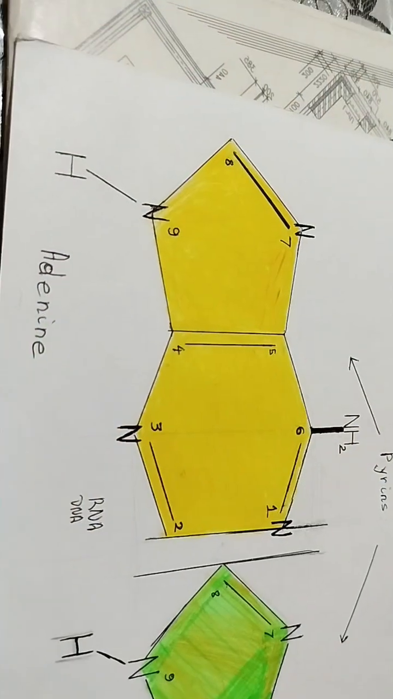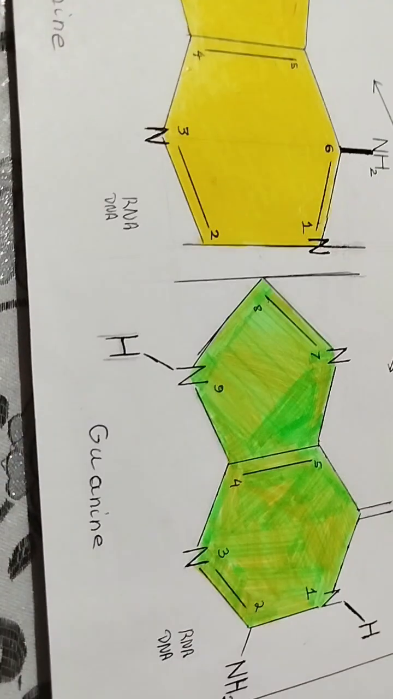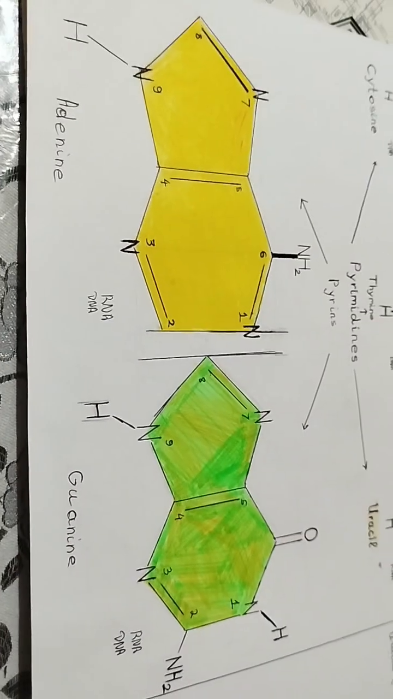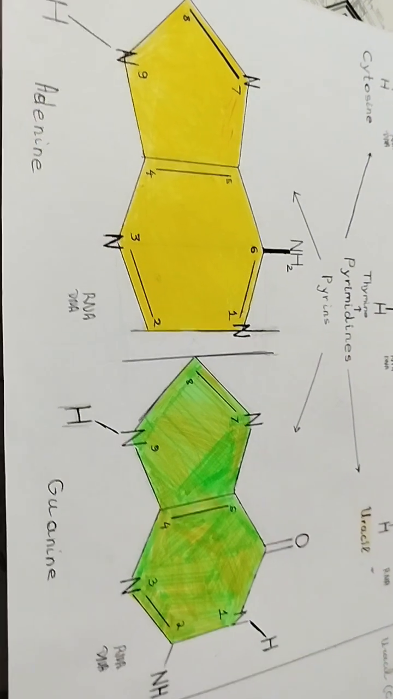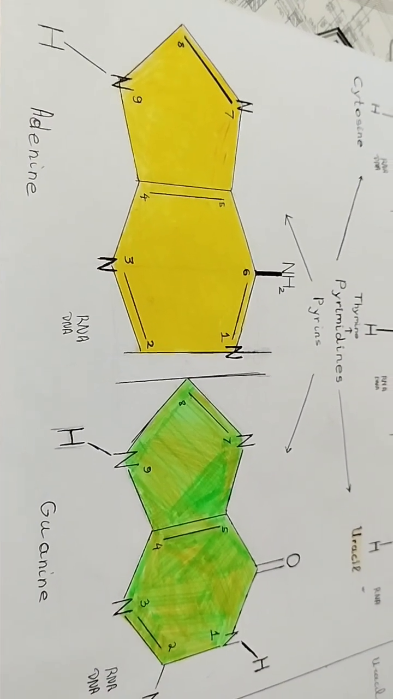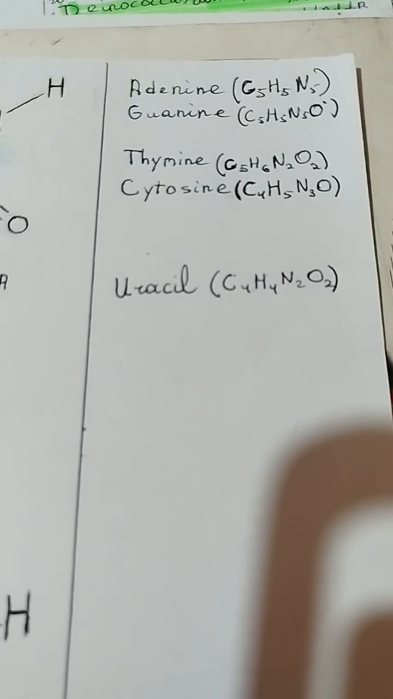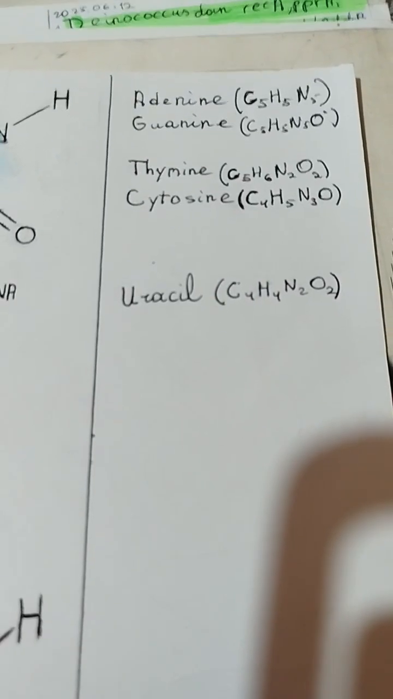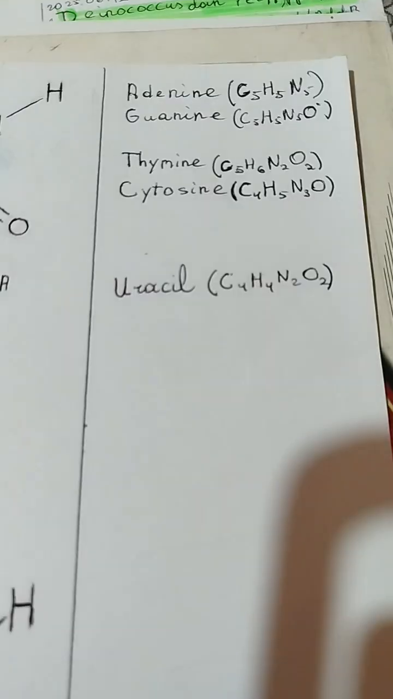Here's adenine and here's guanine. You can see the difference between the chemical structures, and guanine has oxygen but adenine hasn't. So you can see the adenine and guanine chemical formulas.